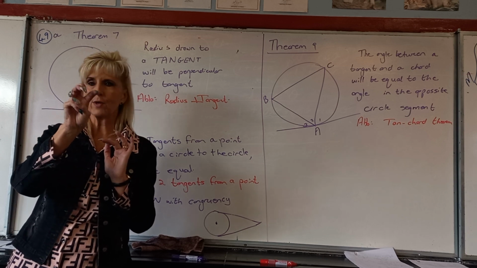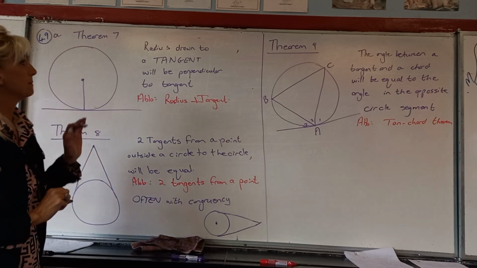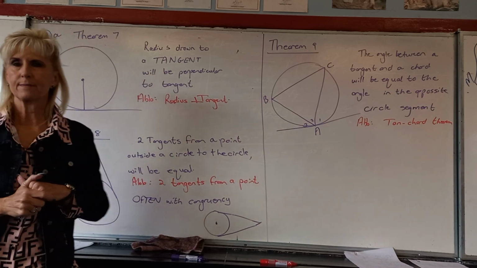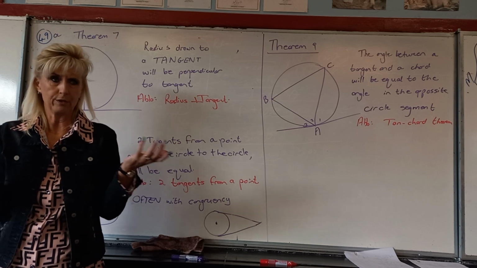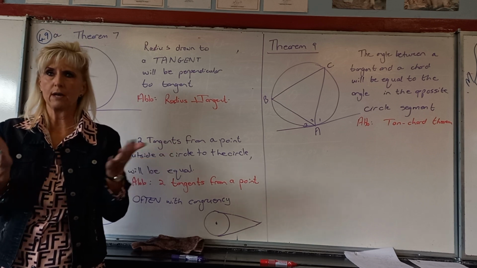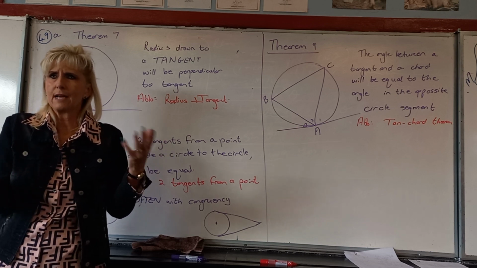Then the last three are all about tangents. Now what is a tangent? Because it's a funny word. In Afrikaans it says raak lyn, so the line that touches. But a tangent doesn't say what it does.